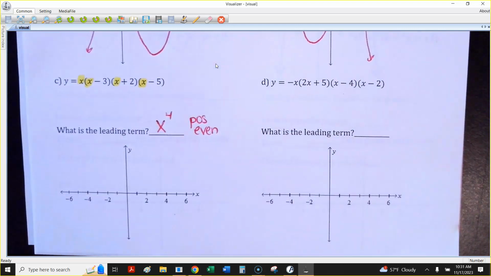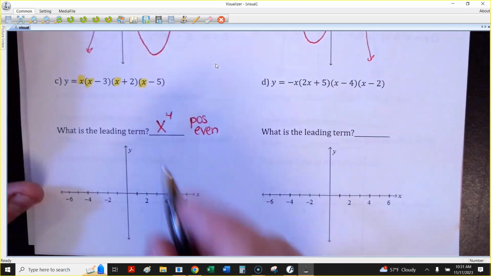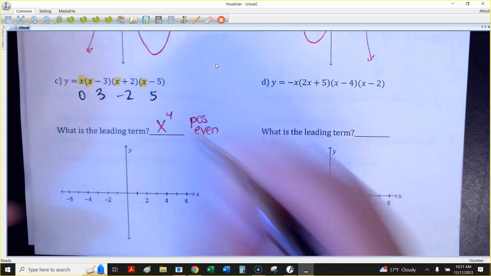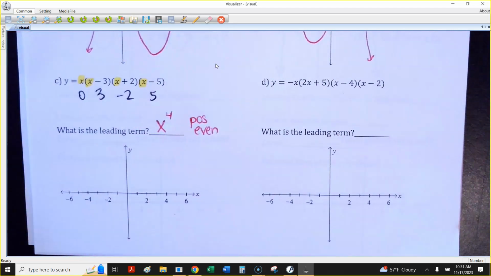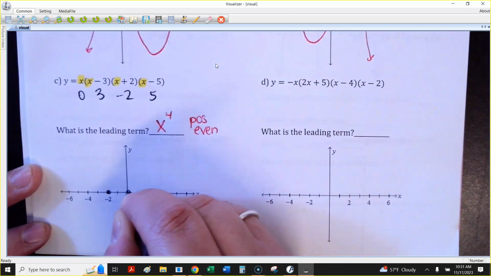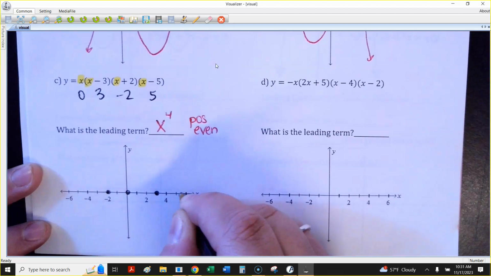Now, what would my zeros be for this example? Like, where are we going to go through the x-axis? Ella, what do you think? 0, 3, -2, and 5. So we're just going to put dots on those places on the x-axis: -2, 0, 3, and 5.